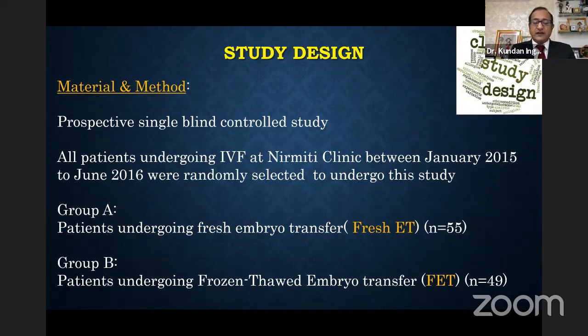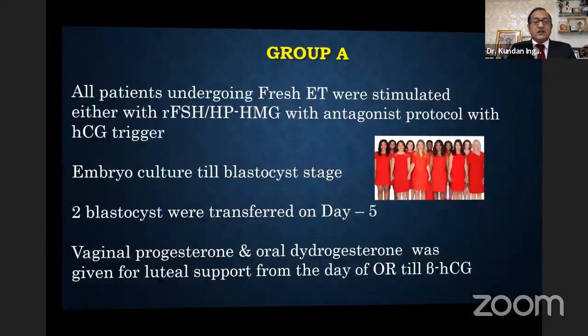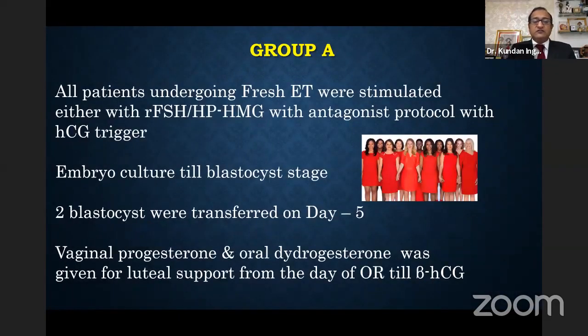All patients undergoing IVF between 2015 and June 2016 were randomly selected. Group A, who had undergone fresh embryo transfer, were 55 patients. Group B were almost 49 patients who underwent frozen-thaw embryo transfer. In fresh embryo transfer, they all underwent a conventional protocol, where we did an ovarian stimulation with gonadotropins and an antagonist protocol with the hCG trigger, embryo culture till blastocyst stage, so it was a day 5 transfer, and vaginal and oral progesterone was given for luteal support.